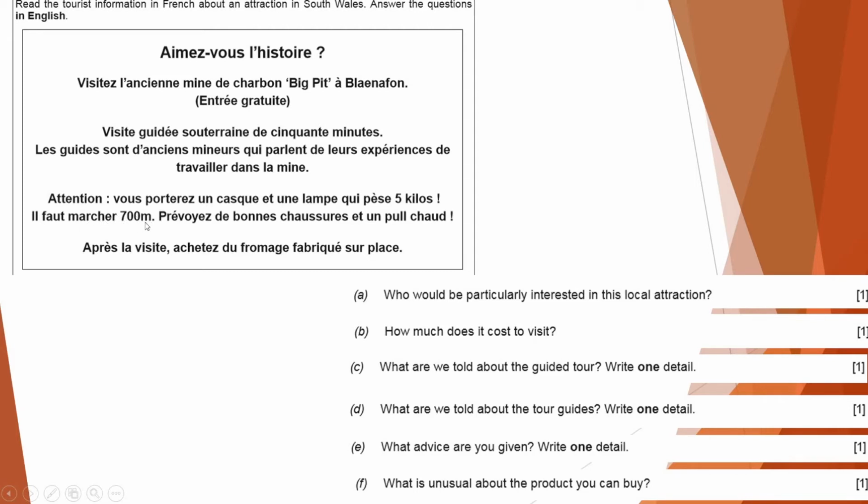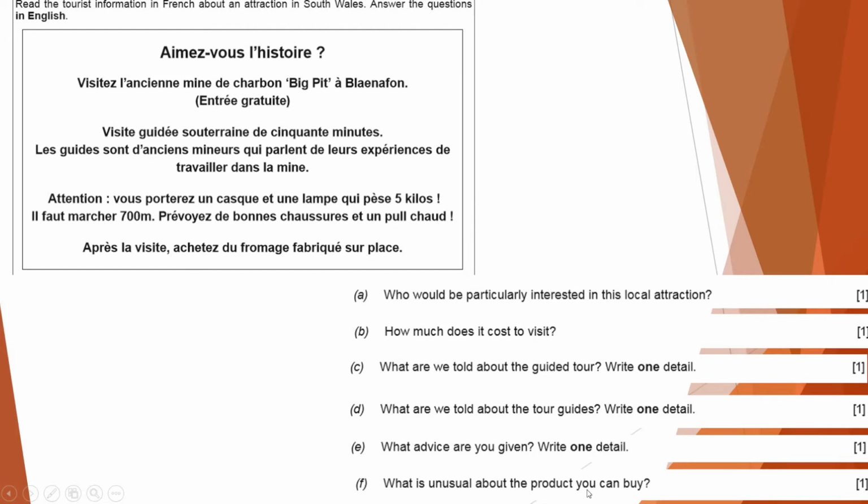Okay, but then is that giving me advice? No. I know it's about 700 meters, but they're not giving me any advice, I think. That just gives me information. So it's telling me bon chaussure and pour chaud. Well, I know these words from previous topics. So hopefully we know what piece of advice this is here. So choose which one.